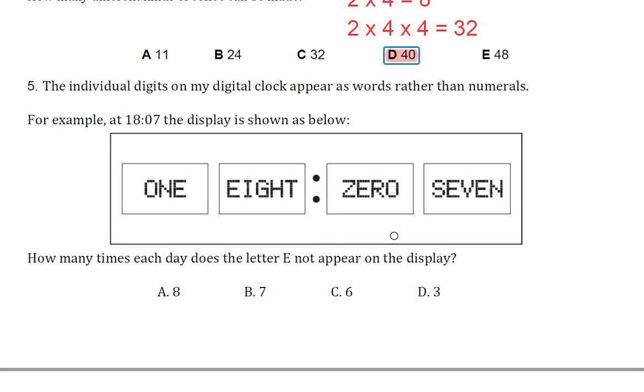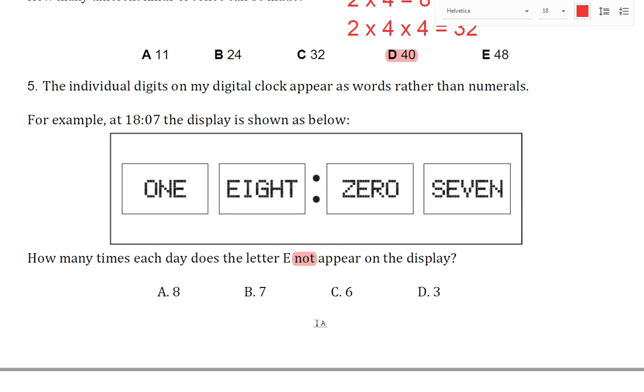All right, next question, another one to do with the digital clock type questions. A lot of these in these Cambridge tests I found. The individual digits on my digital clock appear as words rather than numerals. For example, at 18:07, 6:07, the display is shown as below, 1807. How many times each day does the letter E not appear? So not appears the important word there. So you've got to come up with the numbers in word form that don't contain an E. So you would go through those.